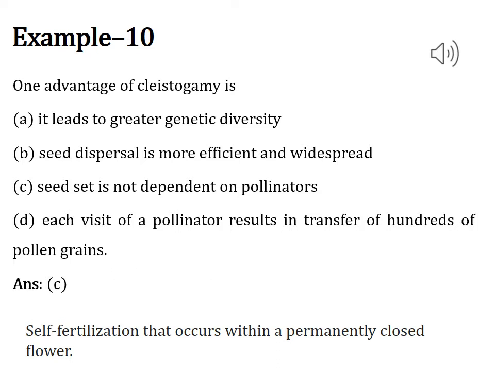C, seed set is not dependent on pollinators. Exactly, because pollinators are not needed here; the anthers are already inside, so fertilization can happen inside. D, each visit of a pollinator results in a transfer of hundreds of pollen grains. That is absolutely wrong. The cleistogamous flowers are closed flowers, so how is it possible for pollinators to enter the ovary? So C is the answer: seed set is not dependent on pollinators.